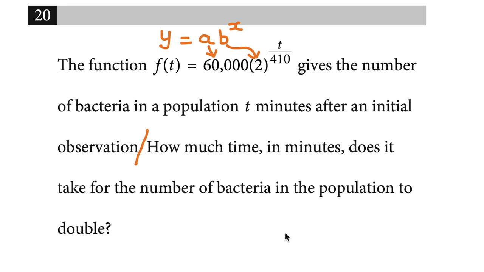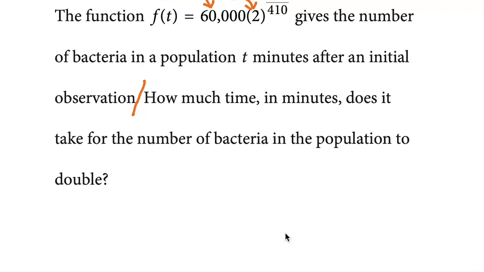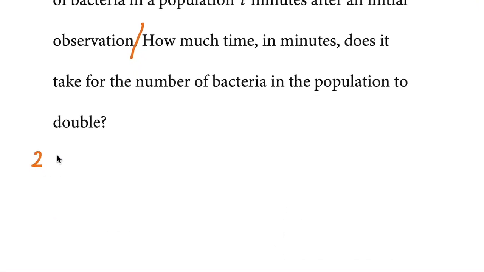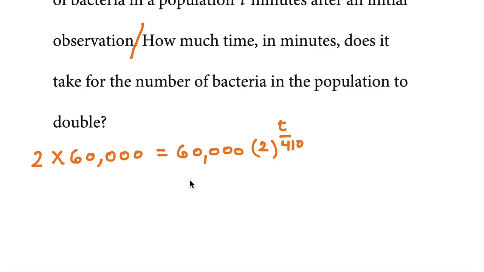Now, whenever it doubles, that means we know the final population, but we have to find the time. So the final population is actually twice 60,000. So that is equal to 60,000, which is the initial one, times 2 to the power t over 410. Now, if you divide by 60,000 on both sides, it will be 2 is equal to 2 to the power t over 410.